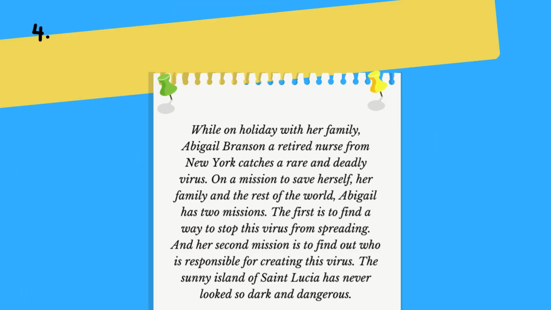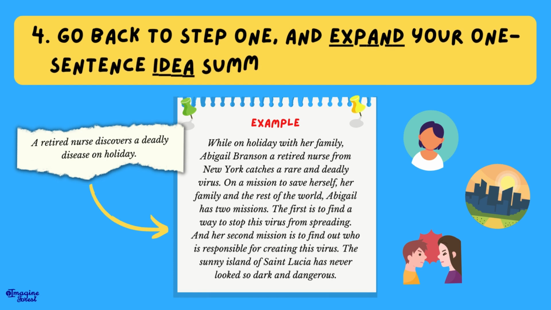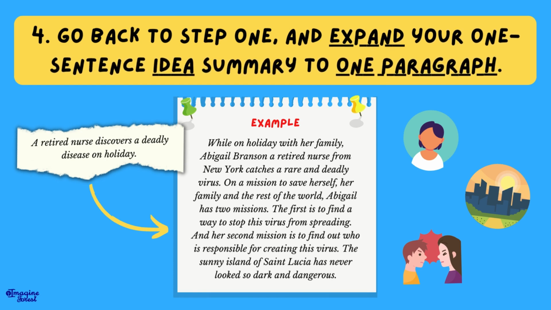Step 4. Go back to step 1 and expand your one-sentence idea summary to one paragraph. When writing your one-paragraph summaries, you can include your main character, setting, as well as the major conflict or problem in your story. Take a look at this example. Our one-sentence summary was, a retired nurse discovers a deadly disease on holiday. Then our one-paragraph summary is, while on holiday with her family, Abigail Branson, a retired nurse from New York, catches a rare and deadly virus.